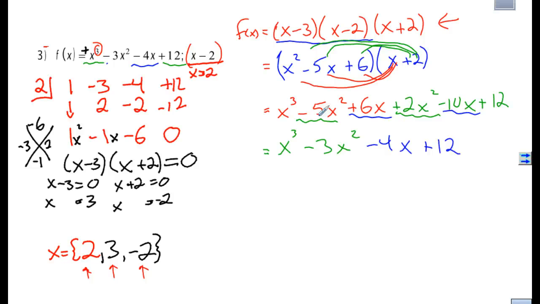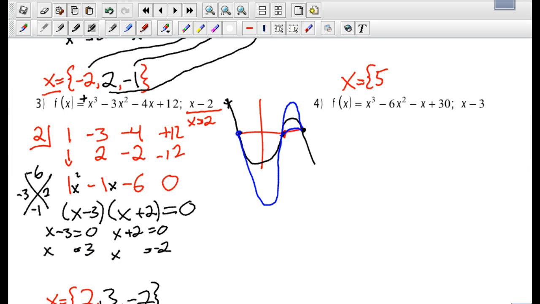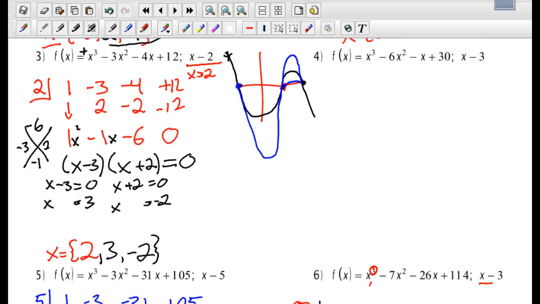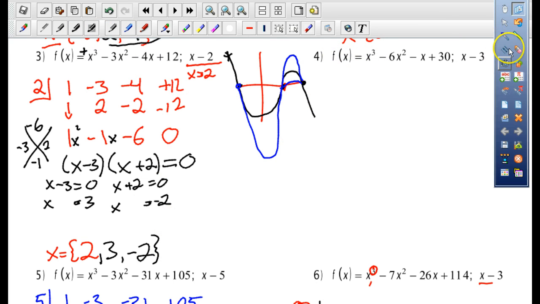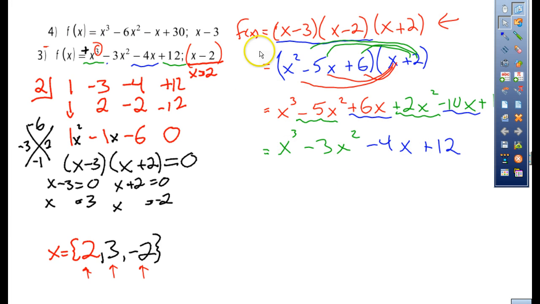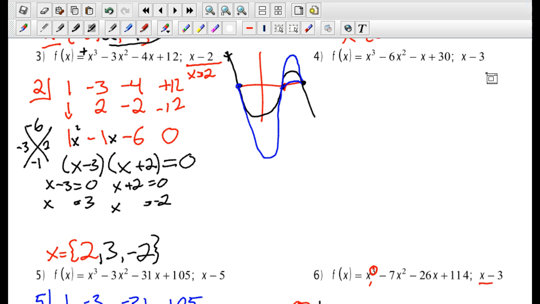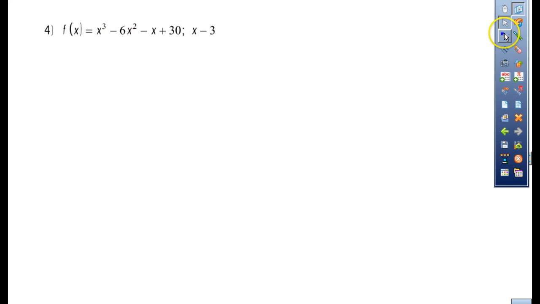Alright, so let's pick another. I'm going to have you guys try it out. Let's go back to the homework. Yeah, let's have you guys do number 4. One more time. Do number 4, new page. Okay, there you go. Go ahead and do number 4.